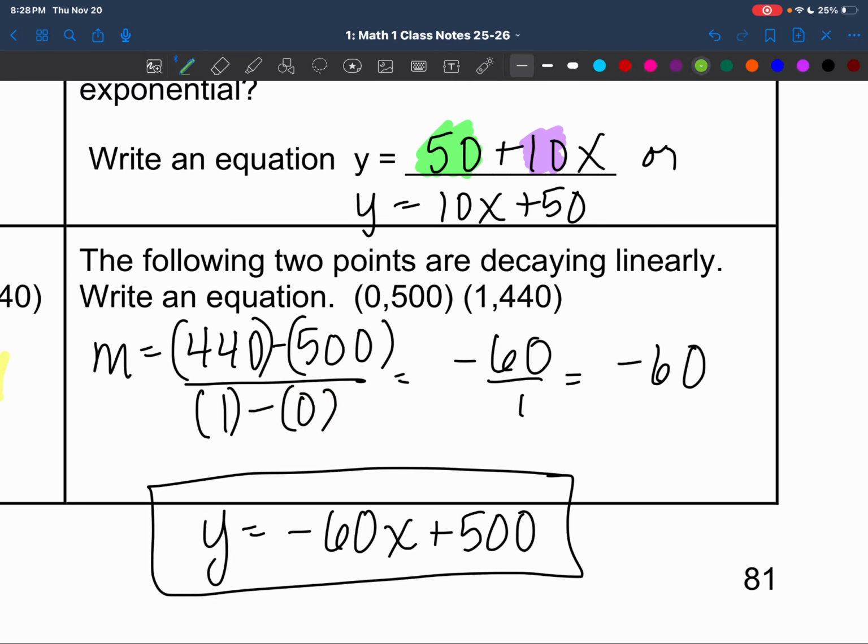And again, we know our y-intercept is 500, and we know that our slope is negative 60. And now we're just putting it together.